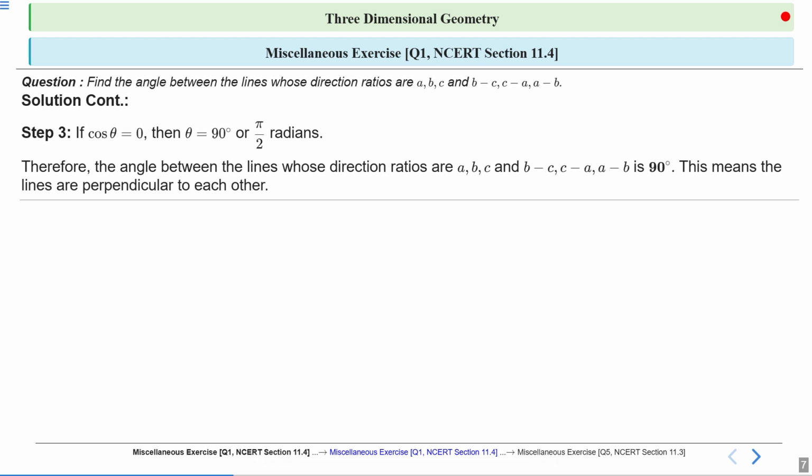Therefore, the angle between the lines whose direction ratios are a, b, c and b minus c, c minus a, and a minus b is 90 degrees. This means the lines are perpendicular to each other. Hope it's clear to all.